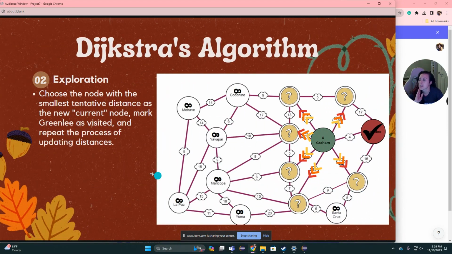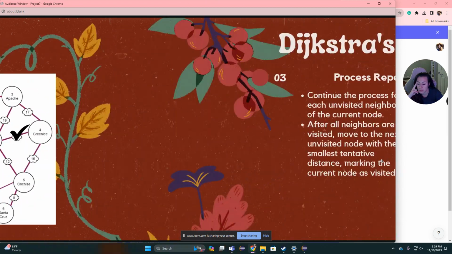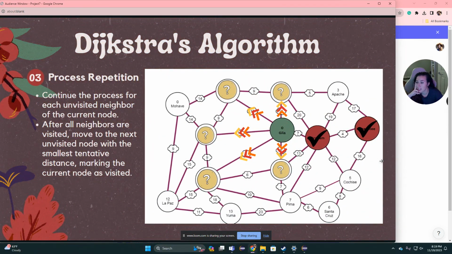So as it says, it's going to choose the node with the smallest tentative distance. Tentative is the important word here because this is not actually the correct path. I ran Dijkstra's algorithm on it just to see what it would be. I'll show that to you in a second. But for now, it looks like Graham is going to be the shortest route. And then it continues onward.